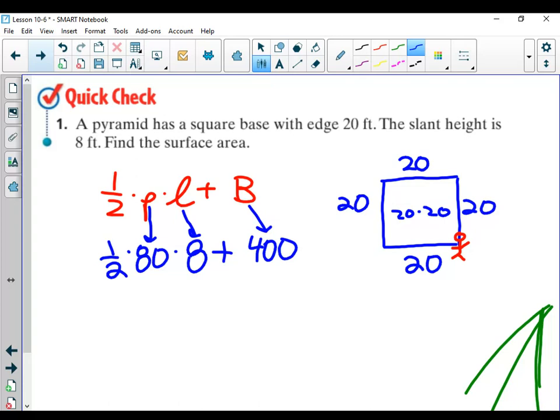Everybody typed it? Anybody brave enough to tell us? Maddie? 720 feet square. Layton, did you get that? Yes. Isabel? Pete? Yep. Who wants to ask more questions about a pyramid?